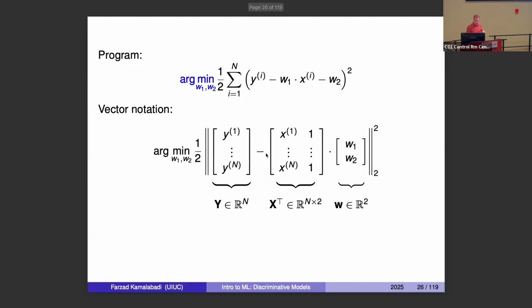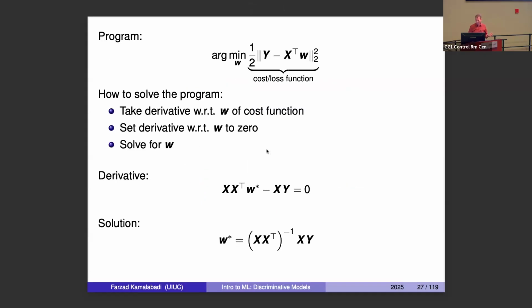Okay, so how do we write it? We write it in vector notation. You have the y's, you have the x's, you have W1, W2. And this notation, argmin, means the argument that minimizes the expression as opposed to the minimum itself, with respect to the two parameters we are fitting, W1 and W2. And of course, you can write it in a shorter notation. This is our cost. This is the minimization problem.